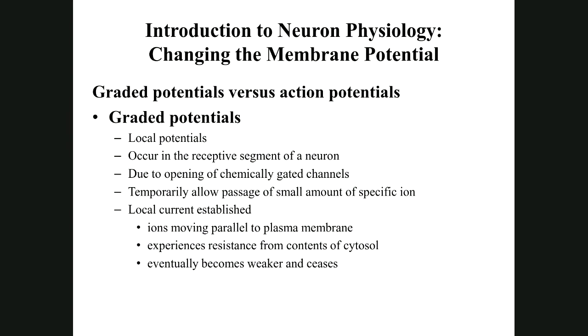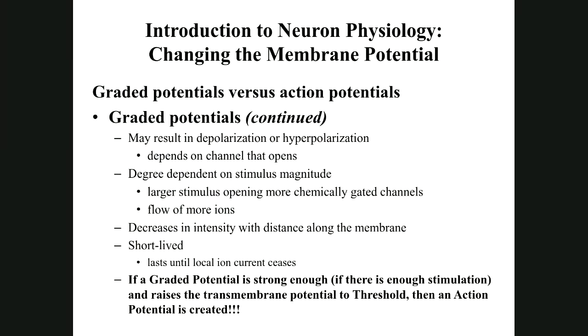So to determine if we're going to make an AP or not, we use graded potentials. So if the graded potential is strong enough, we make an AP. If it's not strong enough, we don't make an AP, and we don't really pay attention to that information. So again, it's a local potential, so that means it doesn't travel far, and it's temporary. So this is not our action potential. This is not what we want. It becomes weaker and it stops with time. So what we need to do is use this to trigger the action potential overall.